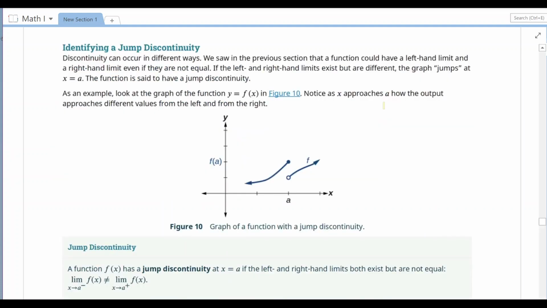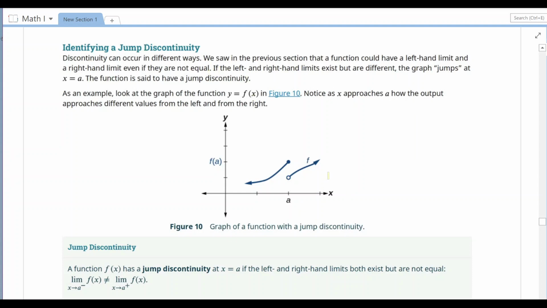How about jump discontinuity? Discontinuity can occur in different ways. We saw in the previous section that functions have a left-hand limit and a right-hand limit, and if they are not equal, then they have a jump discontinuity.